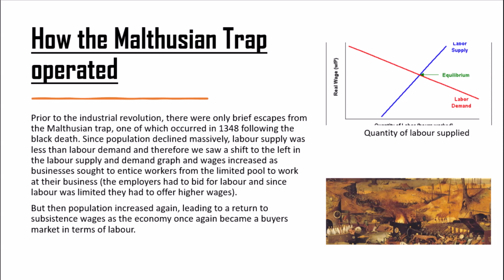Since population declined massively, labour supply was less than labour demand, and therefore we saw a shift to the left in the labour supply and demand graph, and wages increased as businesses sought to entice workers from the limited pool that was left after the Black Death to work at their businesses. So the employers had to bid for labour, and since labour was limited, they had to offer higher wages to attract workers to come to their business rather than another business that was offering them less money.